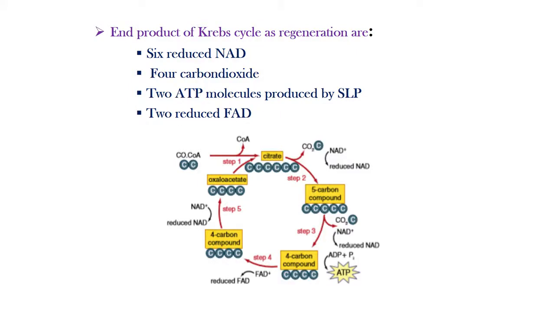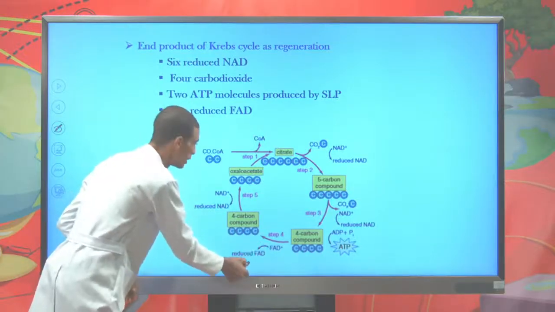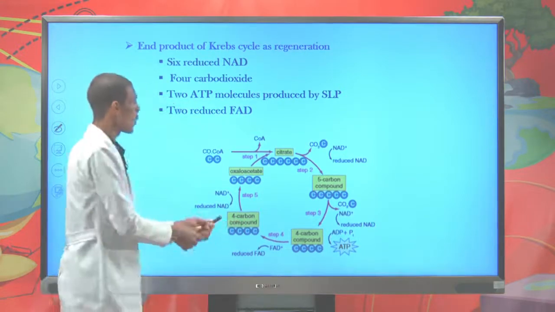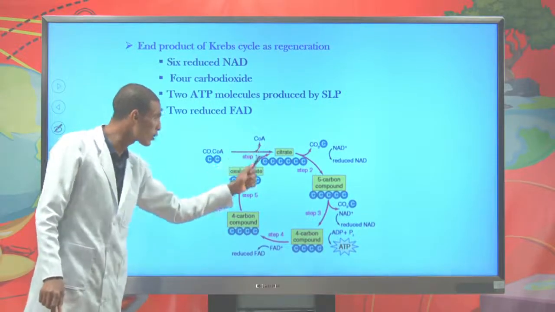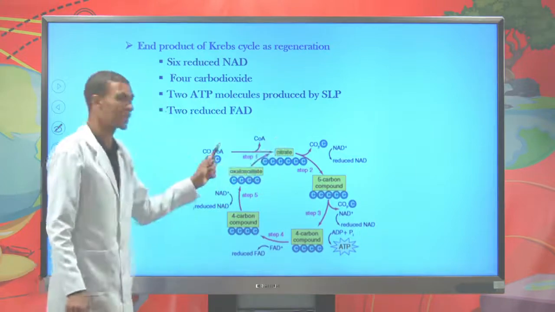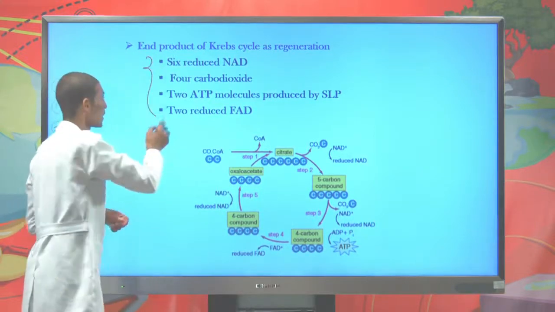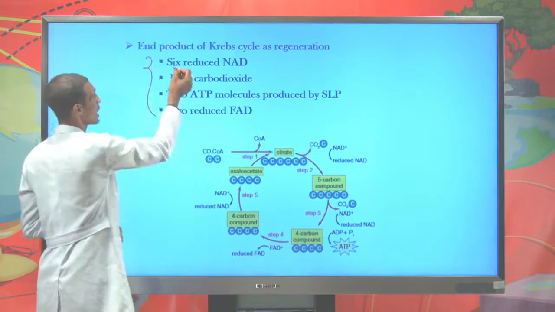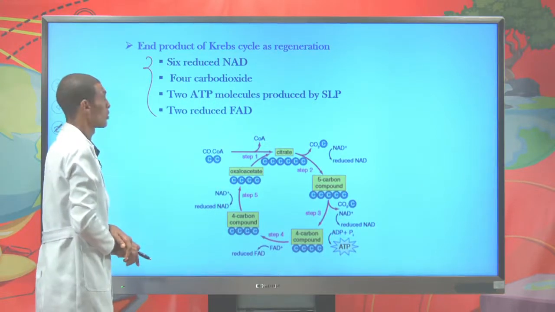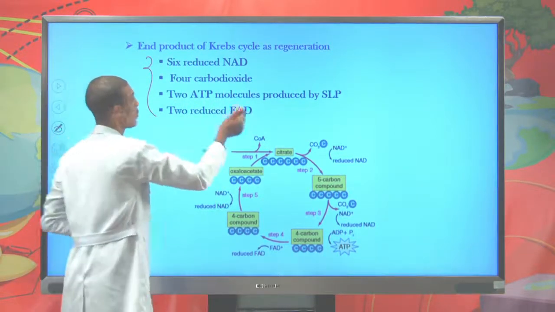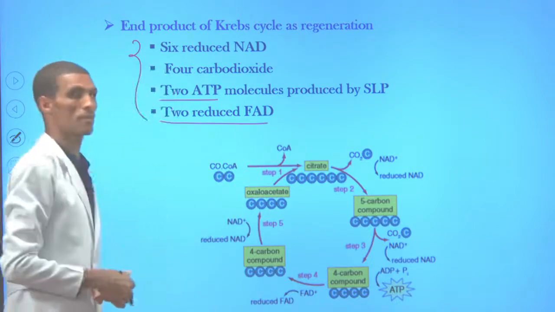Then the 5 carbon compound is further decarboxylated into the 4 carbon compound, which produces FAD, and further decarboxylation follows. It regenerates itself to react with the original acetyl-CoA to start the process again. Within 2 cycles, there is production of these products. So generally, in Krebs cycle, we end up with 6 reduced NAD, decarboxylation of 4 carbon dioxide, the production of 2 net ATP, and the generation of 2 reduced FAD.